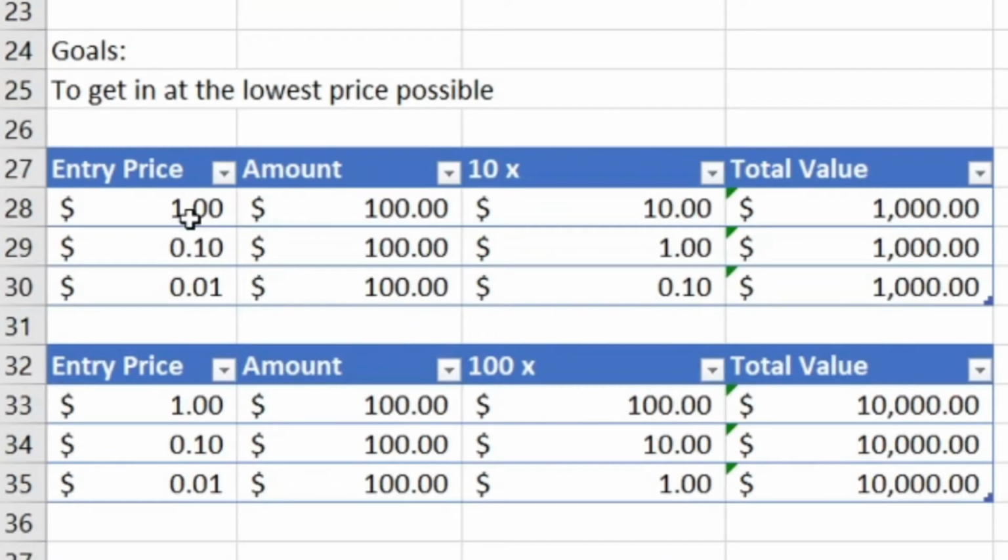If you got in at $1 and you placed $100 in, for you to 10x your money, the coin will have to go up to a price of $10, leaving you with a total value of $1,000, $900 profit. If you got into the coin when it was 10 cents and placed $100 in, for you to 10x your money, the price of the coin would have to go to $1. Now, if you got in when the price was just a penny, 1 cent, if it went up to 10 cents, you just 10x your money.